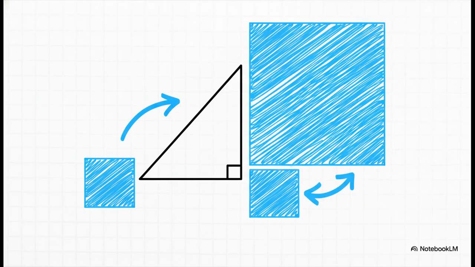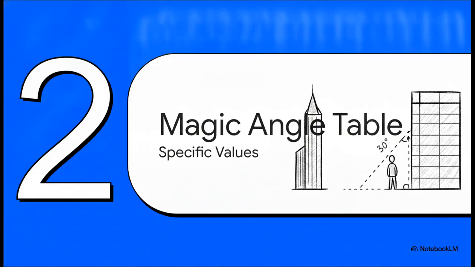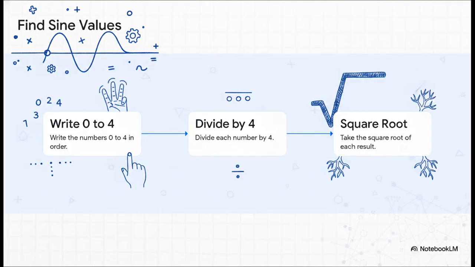It's an absolutely essential stepping stone. Section 2. The magic angle table. Specific values. Now, ratios are fantastic if you actually know the side lengths. But what if you're only given a specific angle? Please, forget blind memorizing that intimidating row of values for 0, 30, 45, 60, and 90 degrees.